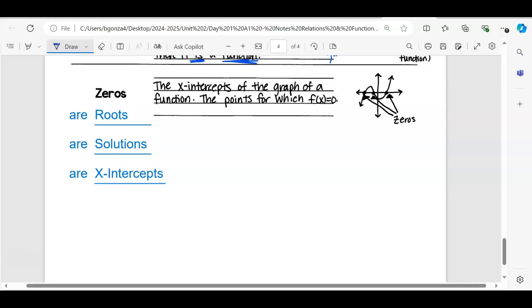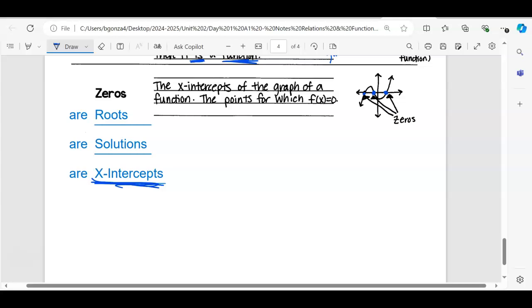Now, this one's fun. Here we go, real quick. There are 4 words that mean the same exact thing. Look at this. Do y'all see these points that are on the x-axis? What do you call it when a graph intercepts the x-axis? When a graph intercepts the x-axis, you call it an x-intercept. Okay, underline that.